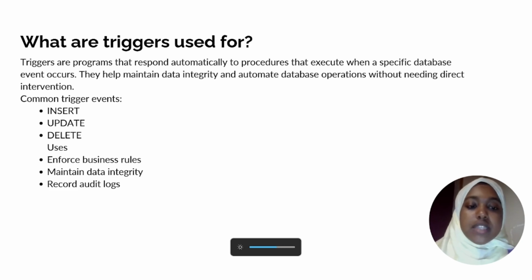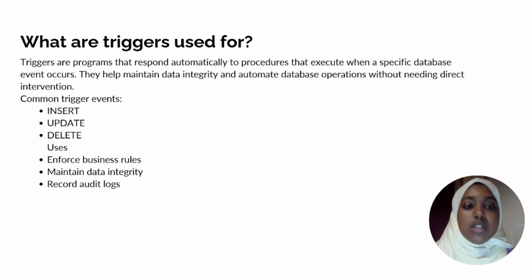Triggers help maintain data integrity and automate database operations without needing direct intervention. Another important use of triggers is audit logging. So when sensitive information is updated, a trigger can automatically record both the old and new values, which is essential for organizations that require traceability of changes made to data.